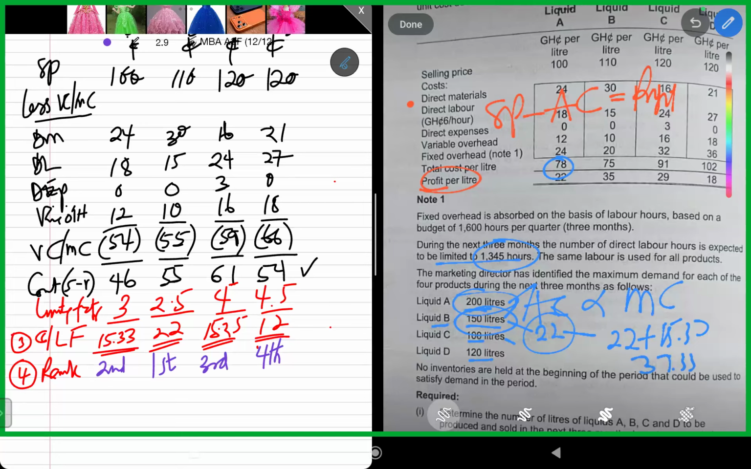So step 4 is we've ranked them. So we know which product to produce more, which one we should produce next, based on our limited available labor hours. Please, are we good?